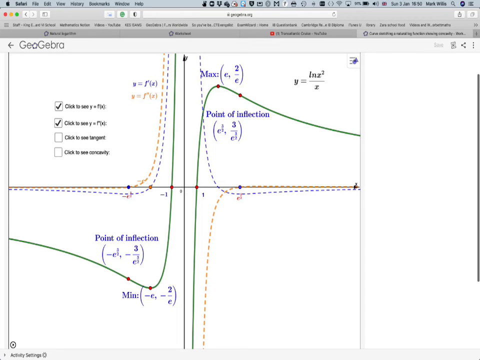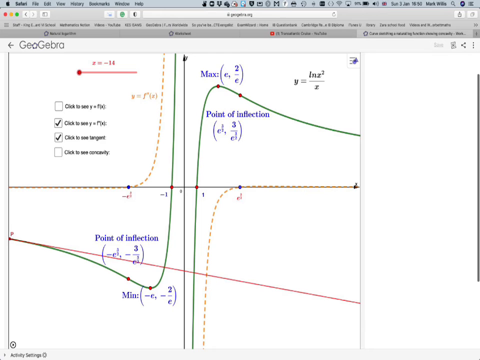Okay, and then when we do the second derivative, we get this point here, this point here, and this point here. We get what's known as a change of concavity. Now, why does that happen? Well, if we click to see the tangent, and we scroll the tangent along, here we can see the tangent is above the curve. At the particular point here, it crosses from one side to the other, and then it goes underneath the curve.